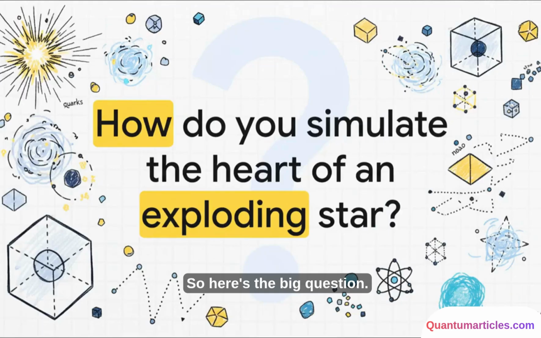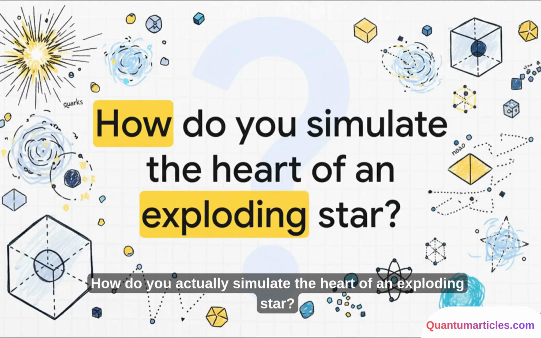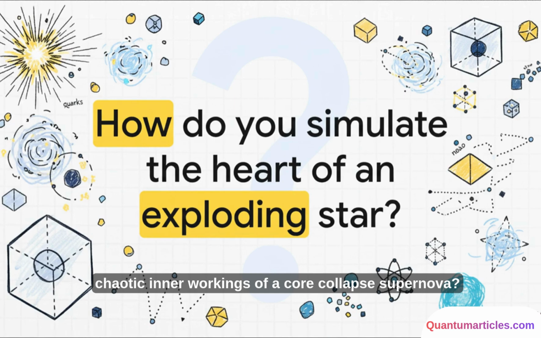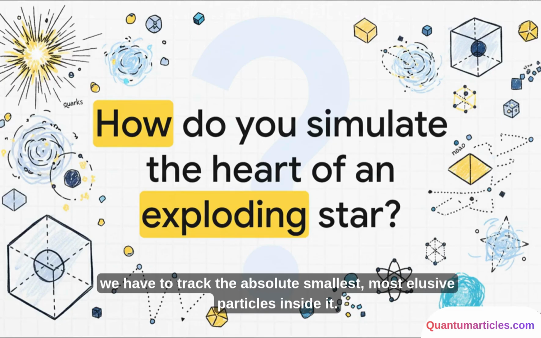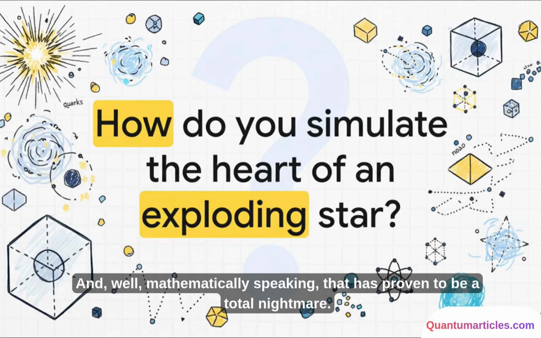So here's the big question. How do you actually simulate the heart of an exploding star? I mean, how can we possibly model the unimaginably complex, chaotic inner workings of a core collapse supernova? Because to understand the death of a star, we have to track the absolute smallest, most elusive particles inside it. And, well, mathematically speaking, that has proven to be a total nightmare.